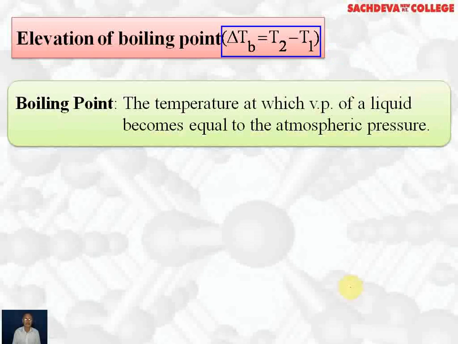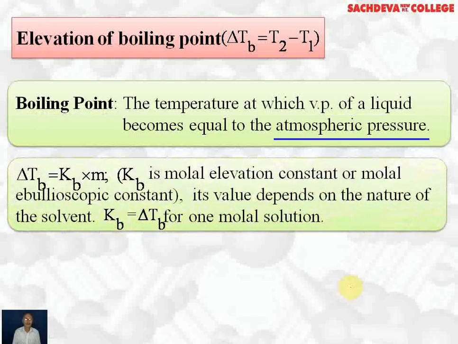Delta TB is equal to T2 minus T1. T2 is boiling point of solution. T1 is boiling point of pure solvent. Boiling point is the temperature at which vapor pressure of liquid becomes equal to the atmospheric pressure. Delta TB is equal to Kb into m, where Kb is molar elevation constant, whereas m is molality.